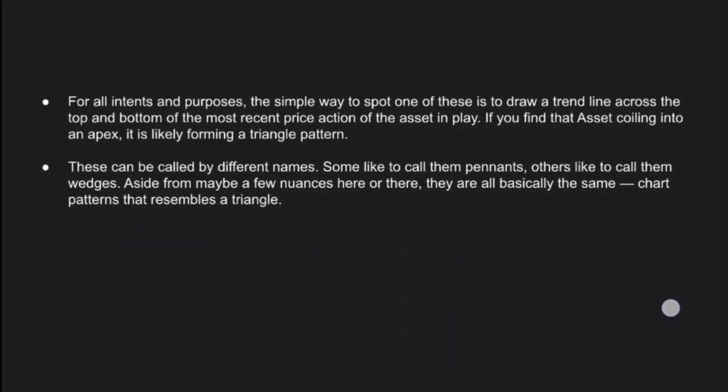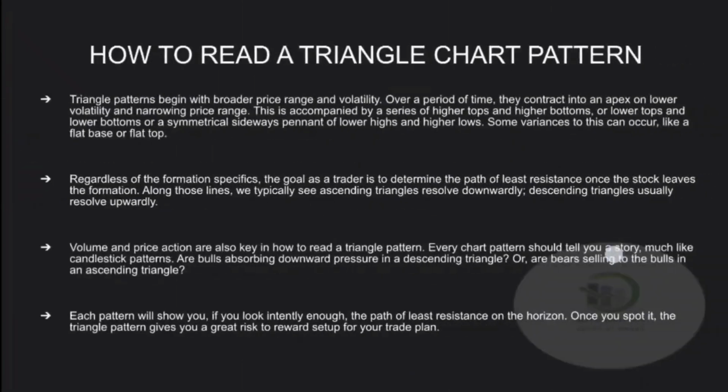Okay. So for all intents and purposes, the simple way to spot one of these is to draw a trend line across the top and bottom of the recent price action of the asset in play. If you find that asset coiling into an apex, it is likely forming a triangle pattern. These can be called by different names. Some like to call them pennants, others like to call them wedges. Aside from maybe a few nuances here or there, they are basically the same chart patterns. They resemble a triangle.